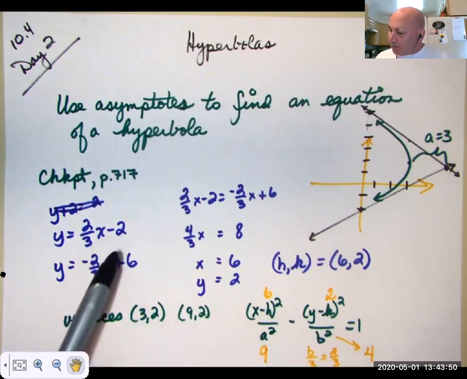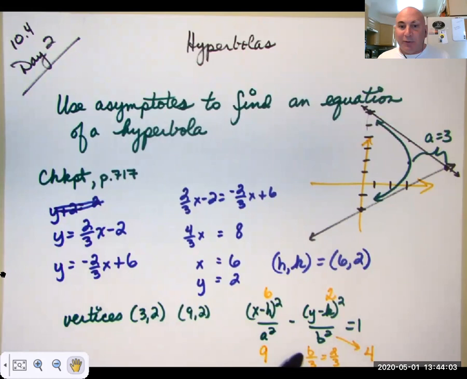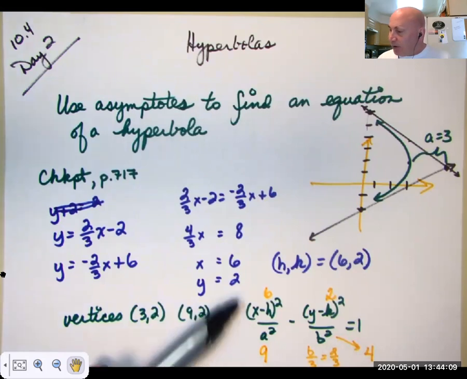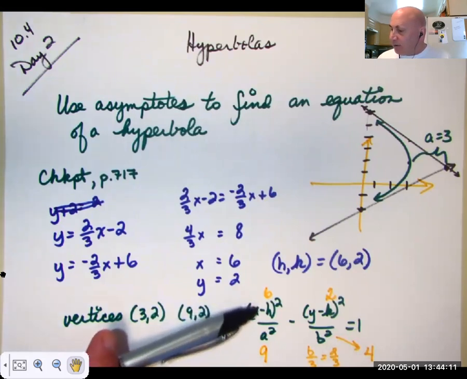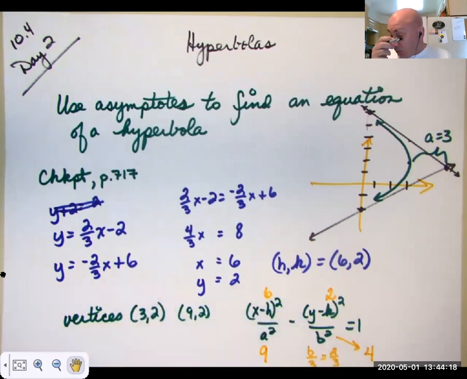Well, the slope is 2/3. So b over a, b over 3, because we know a is 3. B over a is equal to 2/3. That makes b equal to 2. B squared then is 4. So now we have the equation of our hyperbola. It's x minus 6 squared over 9 minus y minus 2 squared over 4 equals 1.